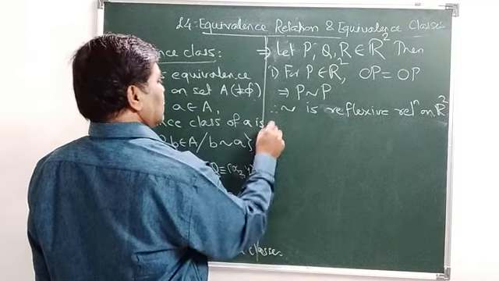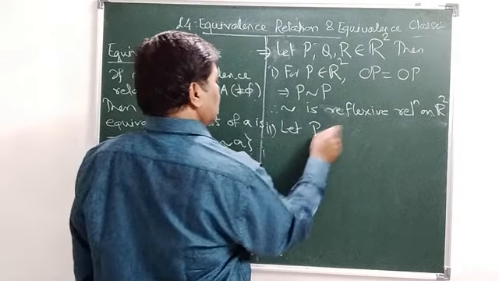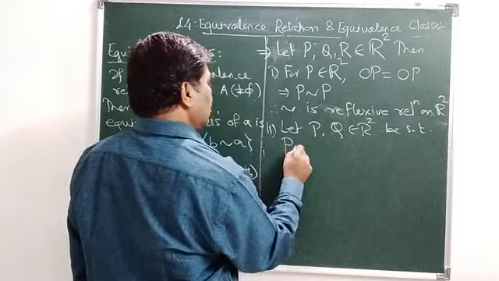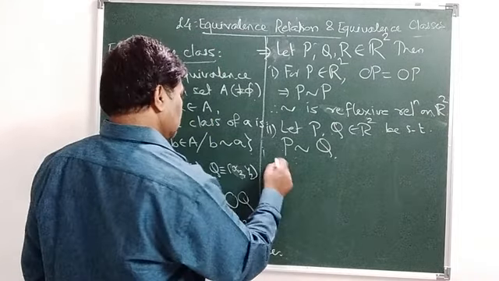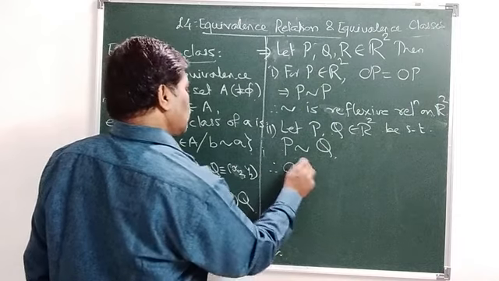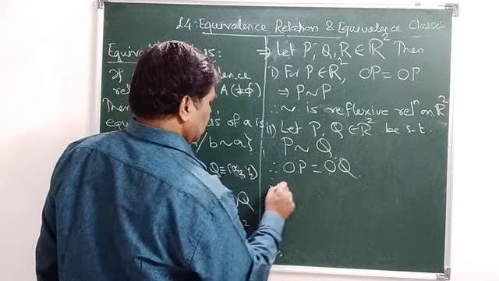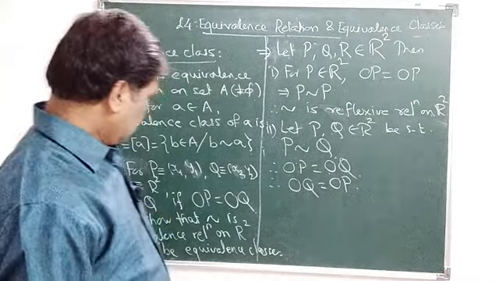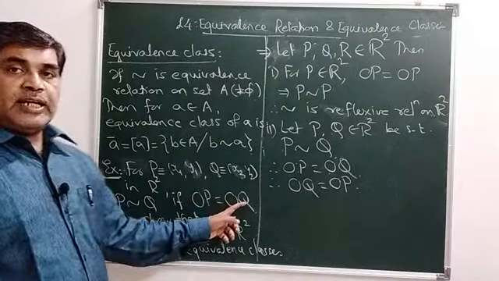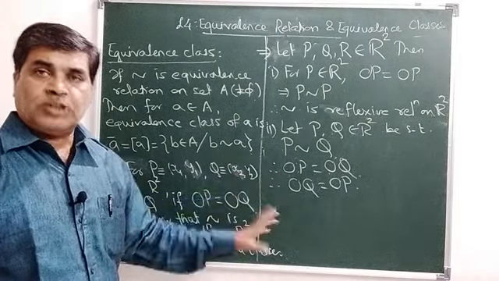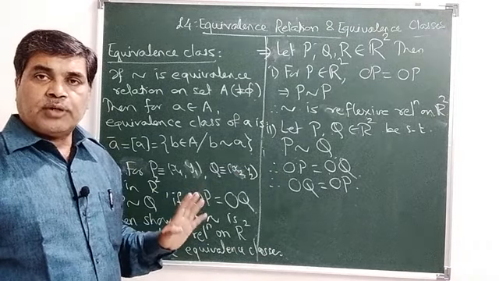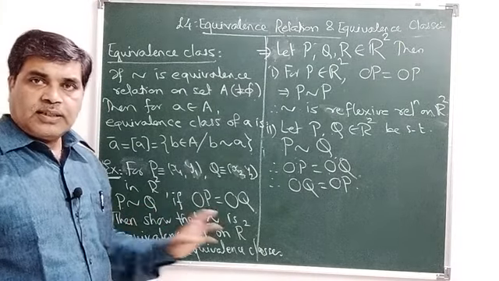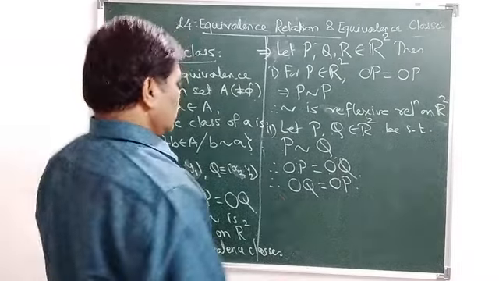If I take second, let P, Q belong to R2 be such that P is related to Q. What this implies by definition is OP is equal to OQ. Therefore OQ is equal to OP. OP is equal to OQ means P and Q are at the same distance from origin. Is it clear?